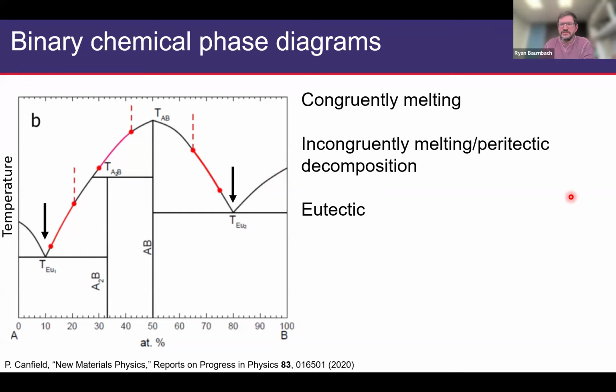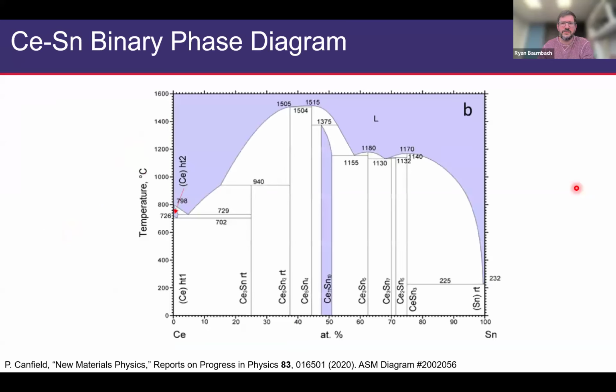So what I'm going to do now is to say a little bit about what we can do with this, besides having an idea of how things mix. And I'll give, I think, one example of an actual binary phase diagram. All right, so here we go. Here's another nice figure. This is taken from the ASM phase diagram database, which summarizes all of the known binary phase diagrams. This is for cerium and tin.